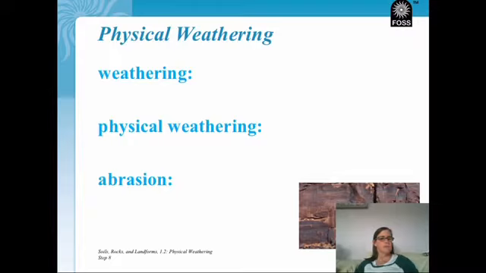Abrasion, or rubbing together, is one kind of physical weathering. So abrasion occurs when rocks fall, when rocks tumble in landslides, and when rocks hit one another, when they are pushed around by moving water, waves, and wind.